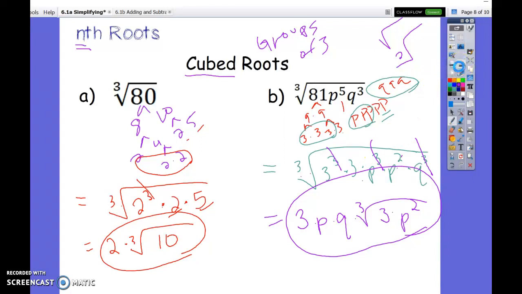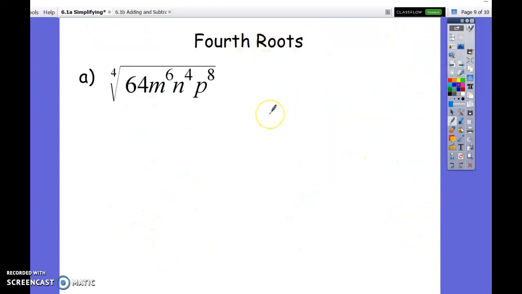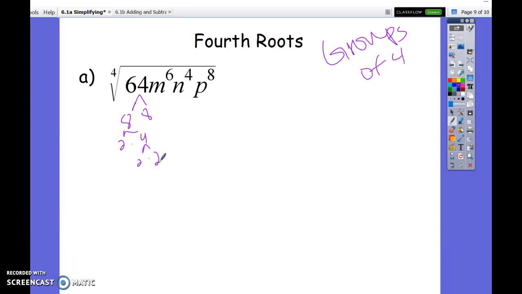All right. Last but not least, let's take a look at 4th roots. So same type of thing, except we are looking for groups of 4. All right, so let's break down 64. Well, 8 times 8. And then we can break 8 down into 2 times 4, 4 down into 2 times 2, and we can do the same with this other 8.